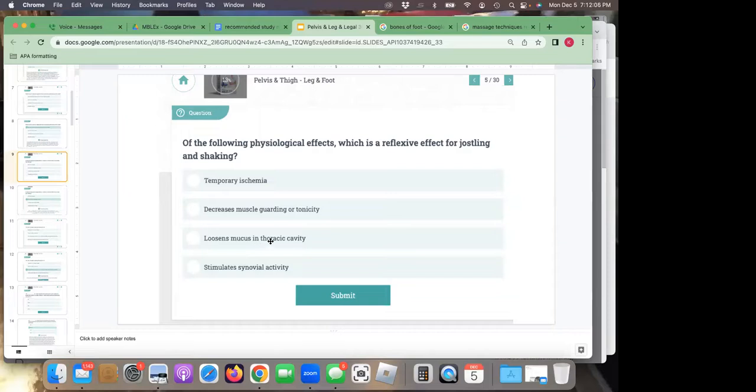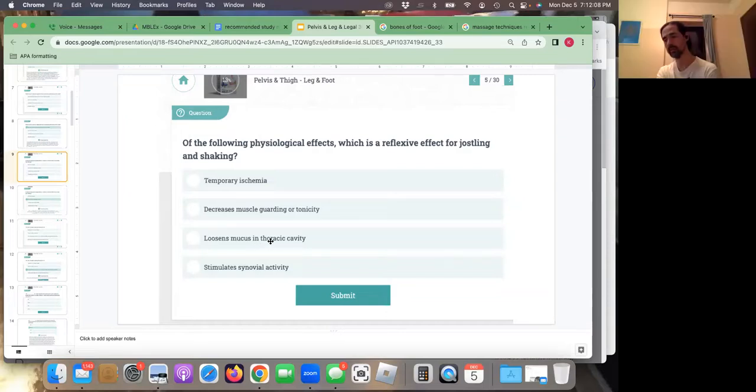Okay. Yep. And I believe that would be a mechanical, like a direct effect, or would it be a reflexive effect? Loosening mucus in the thoracic cavity as a result of tapotement.